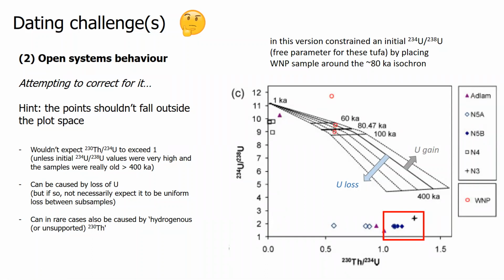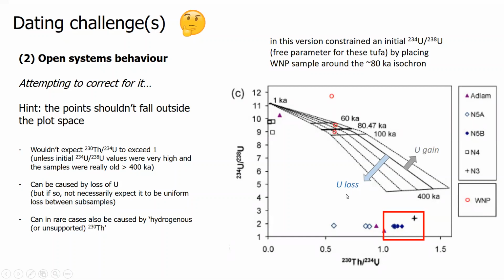Now, again, there's probably 3 reasons why samples aren't behaving well. And in this version of my banana plot, first of all, we've got to constrain some free parameters. If we believe that WMP sample is around 80,000, we can bracket around the 80,000 line there. Things that are this side show that there was gain in uranium. Things that are this side of the solid line show that there was loss of uranium.